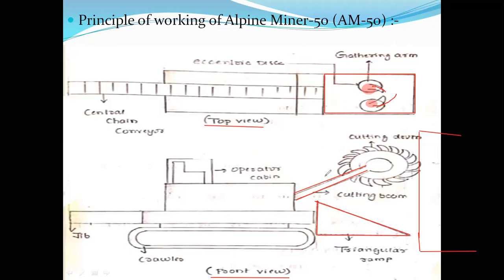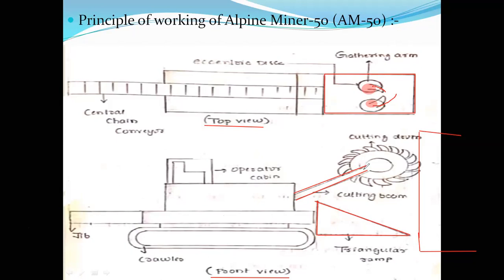Basically, I repeat. If you look at the construction details of the AM50, AM50 is nothing but Alpine Miner 50, which is used for the development of roadways during development of longwall phases, mainly retreating longwall mining. Now look here, it consists of a cutting boom.